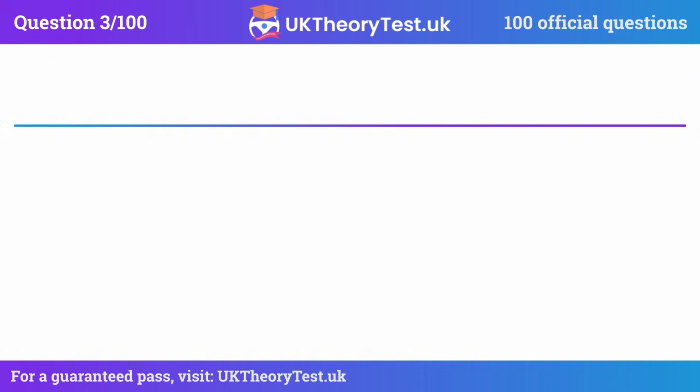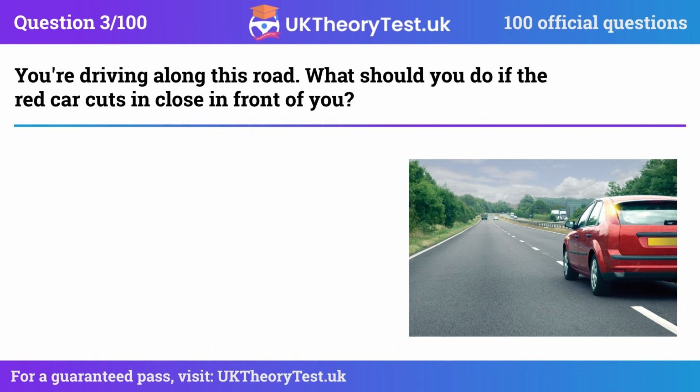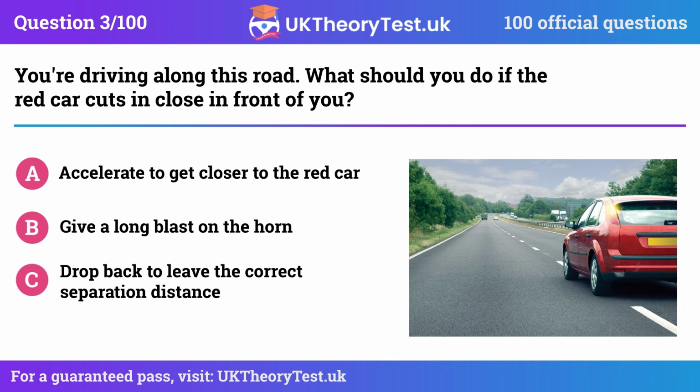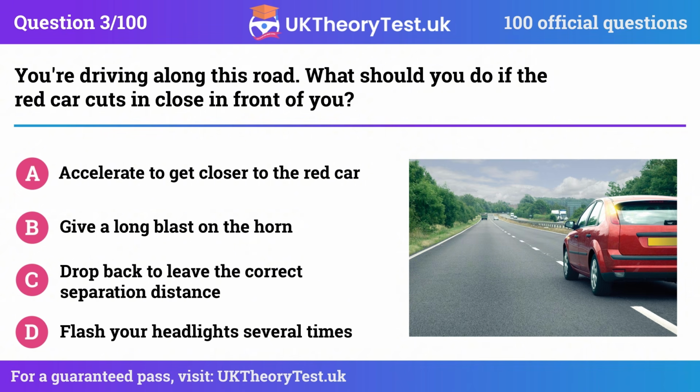Question 3. You're driving along this road. What should you do if the red car cuts in close in front of you? A. Accelerate to get closer to the red car. B. Give a long blast on the horn. C. Drop back to leave the correct separation distance. D. Flash your headlights several times. The correct answer is C. Drop back to leave the correct separation distance.